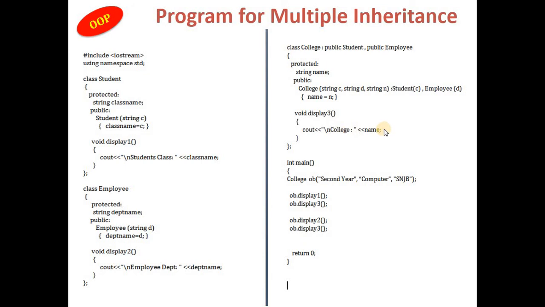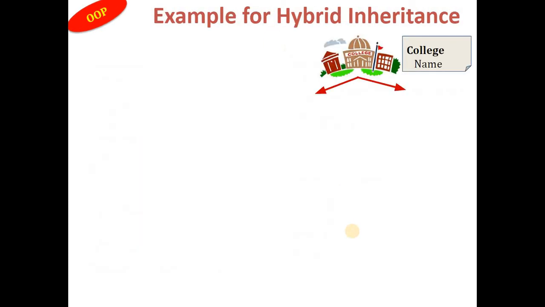Now while defining the object of the derived class in main, there is only one derived class, college, so we declare only the object OB of the derived class, and we write second year, computer, SNJB, where second year is the class name, computer is the department name of the employee, and SNJB is the college. So we display OB.display1, OB.display3, OB.display2 and OB.display3. So this is a program where we can have two or more classes as base classes and one derived class, which is multiple inheritance.